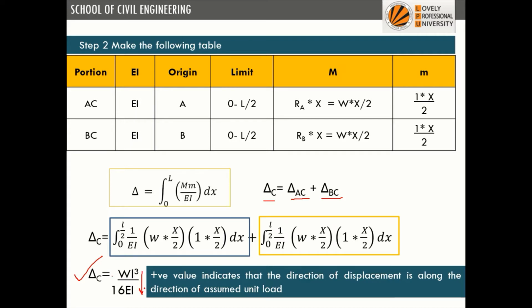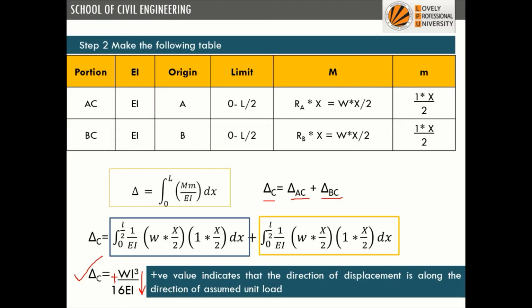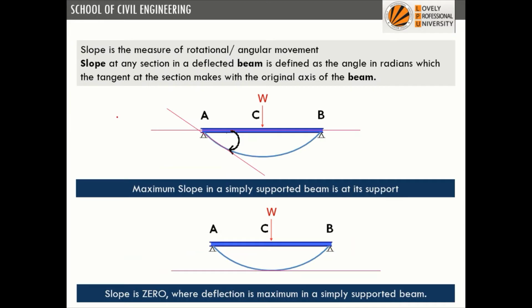How can we say that deflection is downward? Because this value is positive. Positive value indicates that the direction of displacement is along the direction of the assumed direction of unit load. So what is the direction of unit load which we applied? It was downward, and this value is positive. That means it is along the direction of assumed unit load.